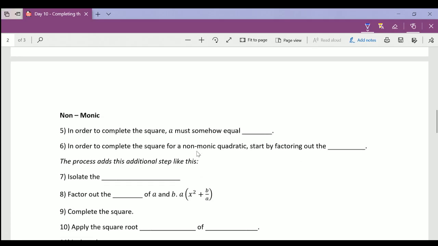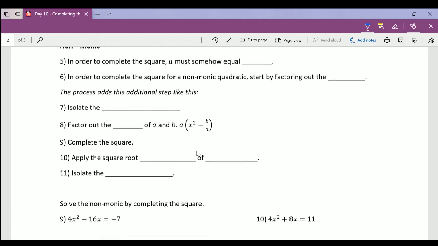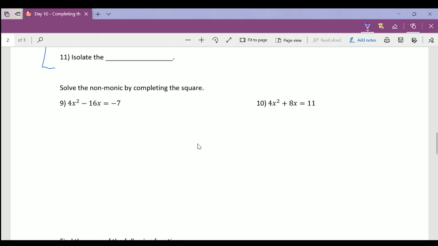All right. This is for the non-monic ones, okay? These are when the leading coefficient is not 1. In order to complete the square, a has to somehow equal 1. In order to complete the square for a non-monic, start by pulling out the a term. All these steps are basically the same thing that we've been doing. You're going to isolate the constant, factor out the GCF, which in this case is pretty much always going to be a, and then go ahead and complete the square. Let's just go ahead and do it.